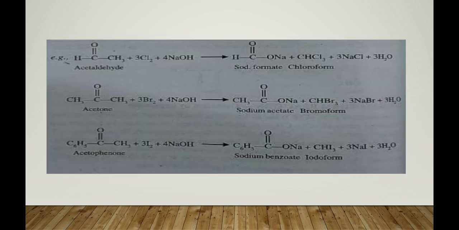Here are the examples of some haloform reactions in which acetaldehyde reacts with chlorine in presence of NaOH to form sodium formate and chloroform, whereas acetone reacts with bromine in presence of NaOH to form sodium acetate as well as bromoform, and acetophenone on reaction with iodine in presence of NaOH forms sodium benzoate and iodoform.